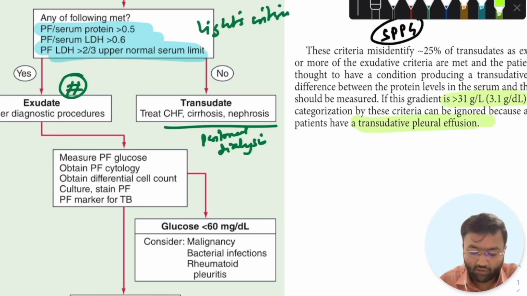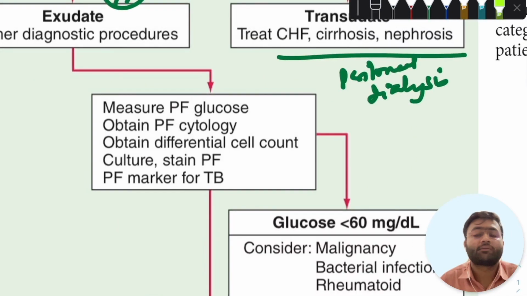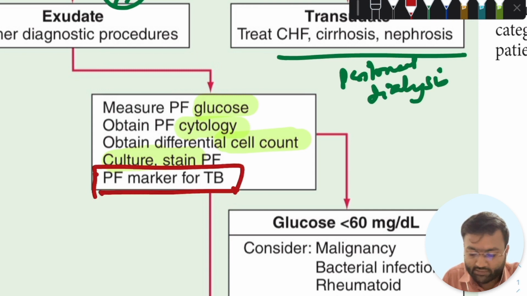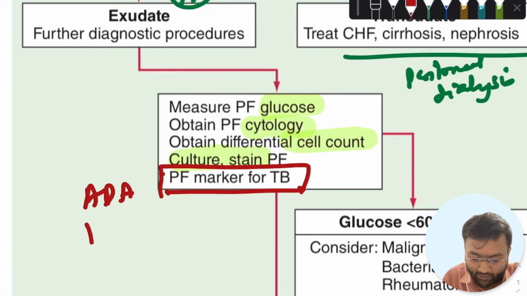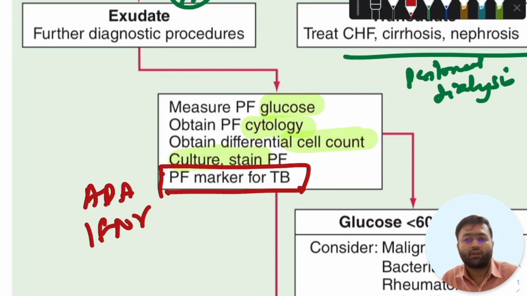Now, also, once you have confirmed that the pleural effusion is exudative in nature, you have to go with a lot of investigations, which include various biochemical, hematologic, cytologic, or microbiology studies, including but not limited to glucose, cytology, cell count, and culture and Gram staining. You can also look for pleural fluid markers for TB because it is one of the most common causes worldwide. So this includes adenosine deaminase and interferon gamma levels in the pleural fluid.